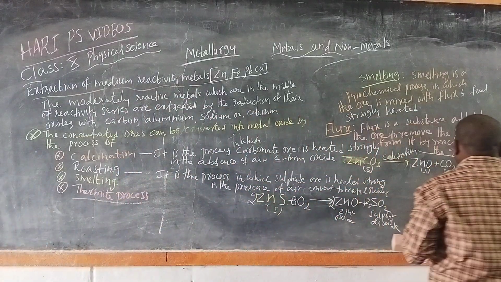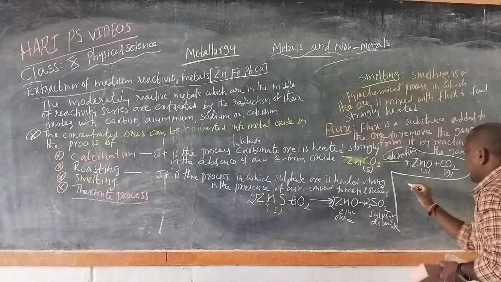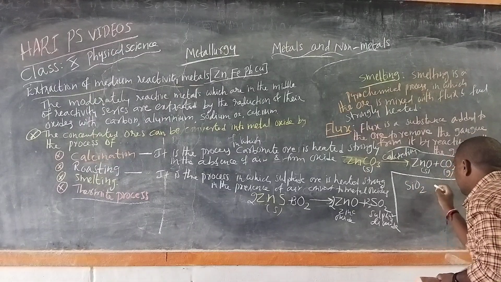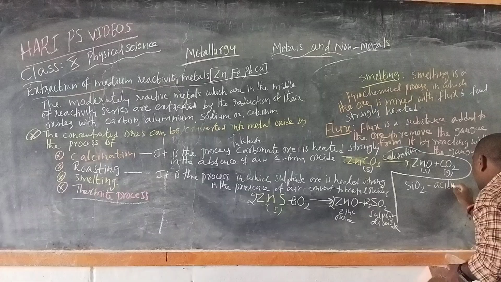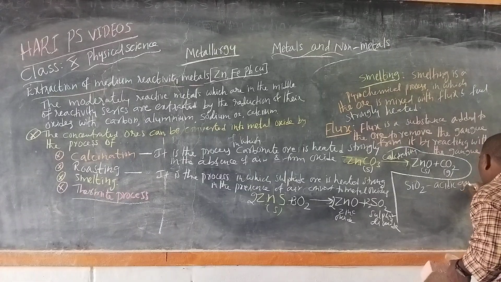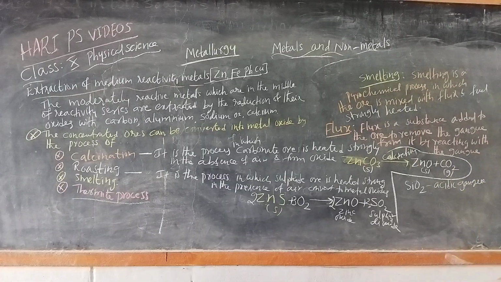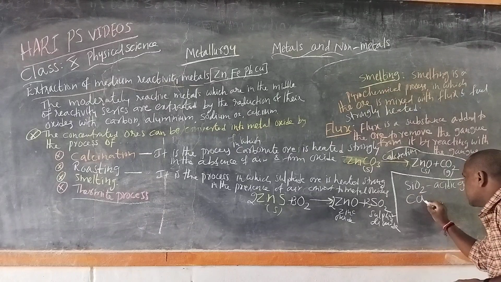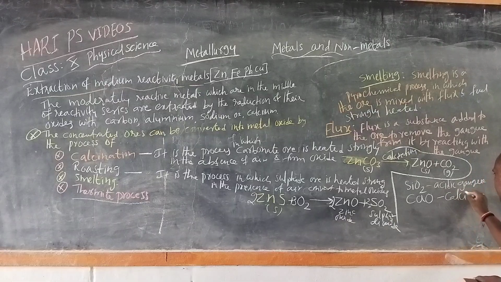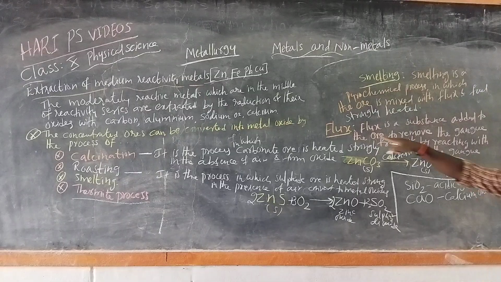SiO2 is an acidic gangue. SiO2, nothing but silica, nothing but sand, is an impure substance in the ore. To remove this acidic gangue, we have to use calcium oxide as a flux.